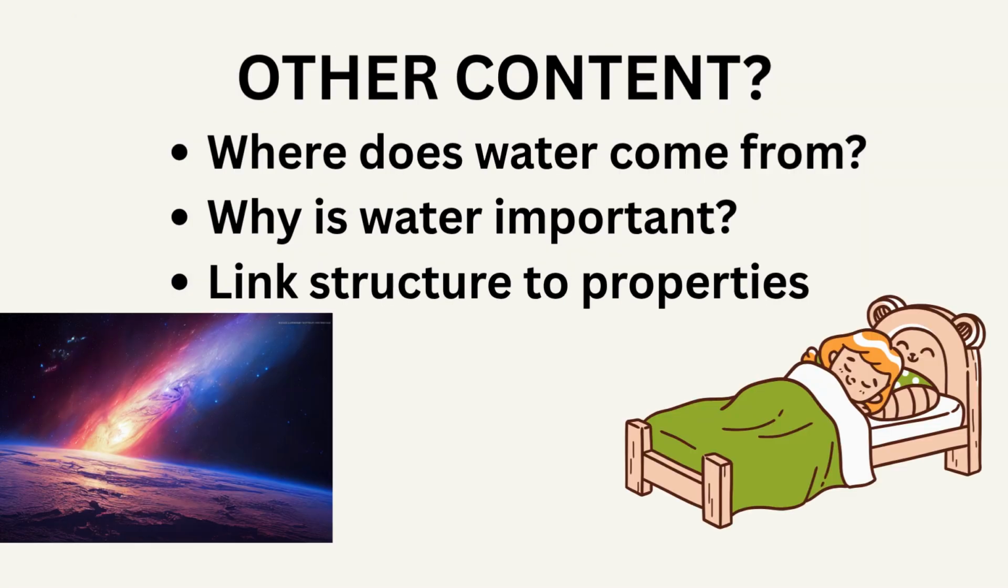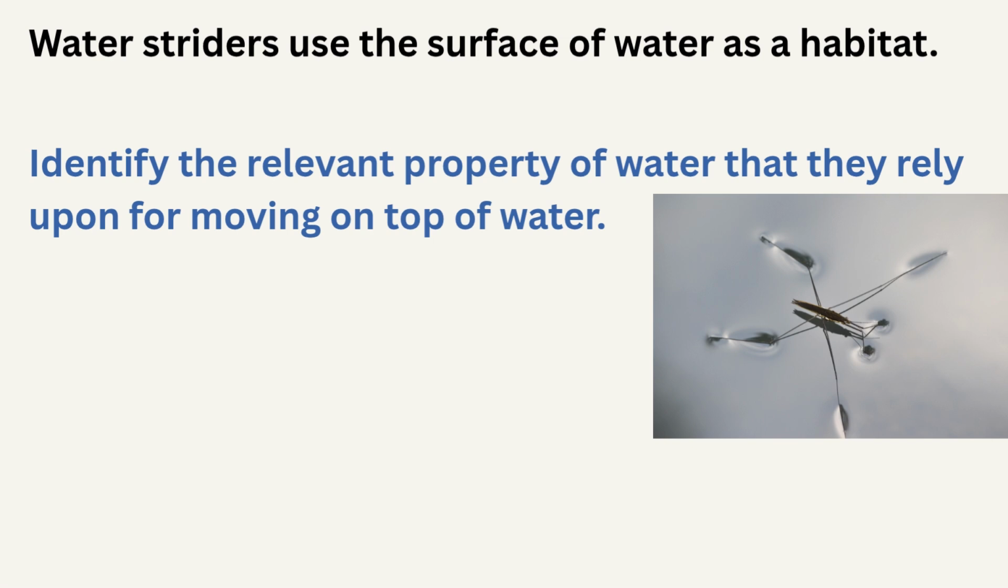In this video, I've highlighted some of the main areas I see students go wrong in the water topic. However, there are other parts to this water topic. Do make sure that you use a checklist and ensure that you've had a look at each descriptor there. So here's a quick check. Have a think. What property of water do water striders use to explore the surface of water as a habitat? Pause the video and have a quick think. The answer is surface tension.